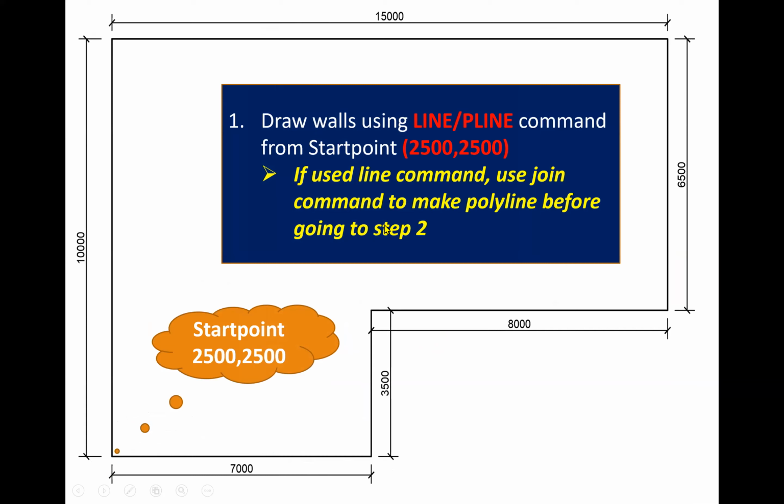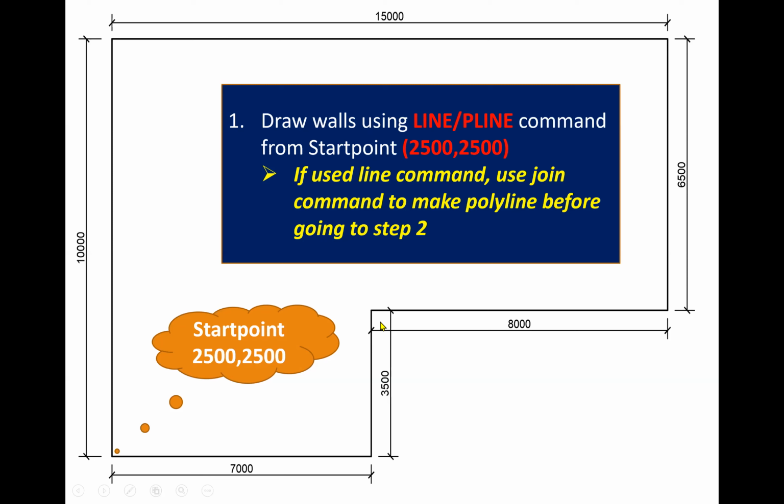All right, so it says we are going to be drawing the walls using line or polyline. We could use polyline, but I want to go with line first, and then we look at how we turn the lines into polyline, just in case somebody forgot how to do that, so that we can offset all of them one time.